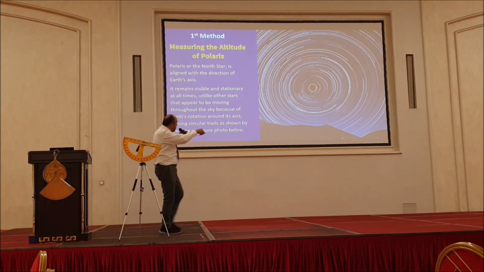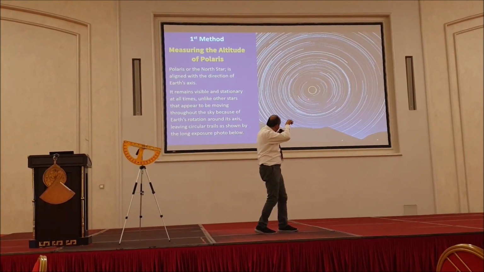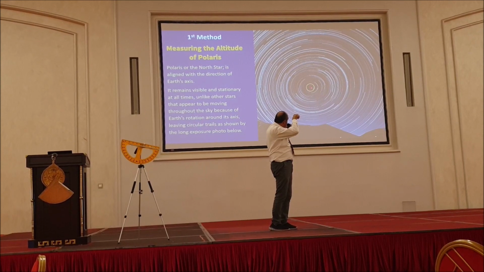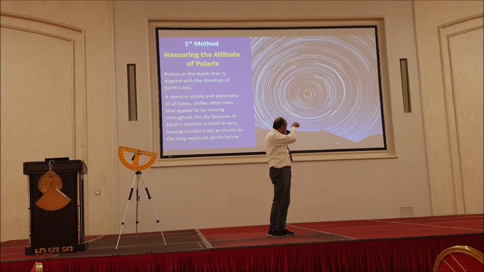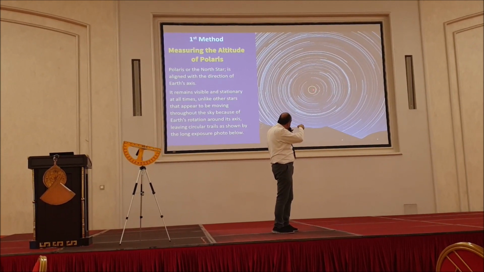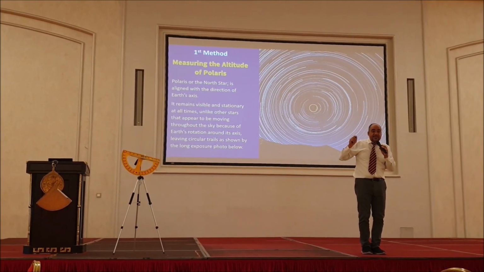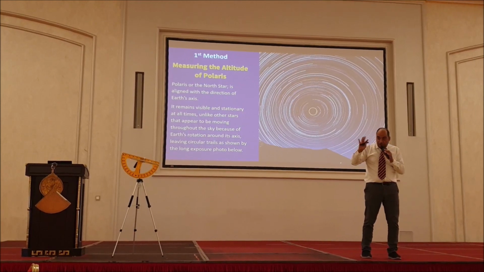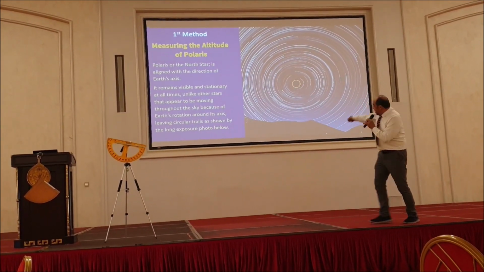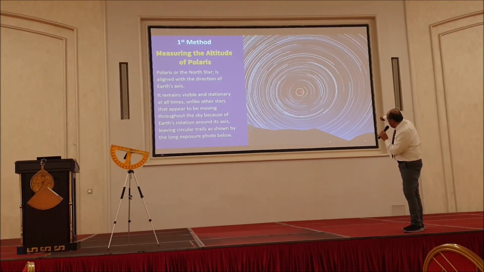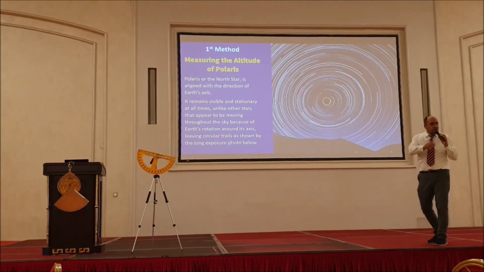Because of the rotation of the Earth around its axis, so this is the axis. And this is Polaris. The very first star next to the pole is Polaris. That's why I said it is almost in the pole. Polaris is not exactly at the center or on the center of the pole.